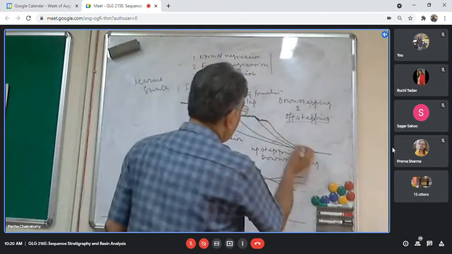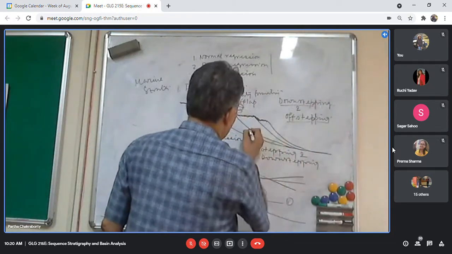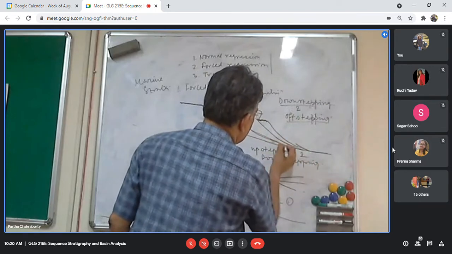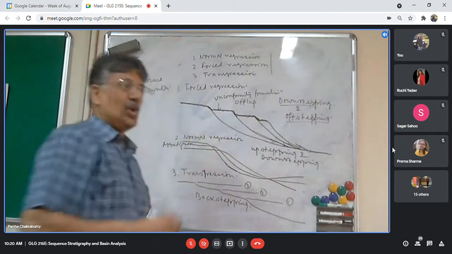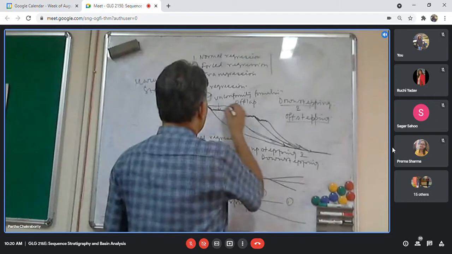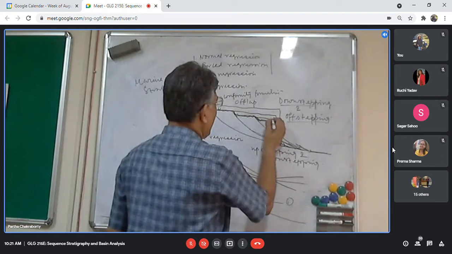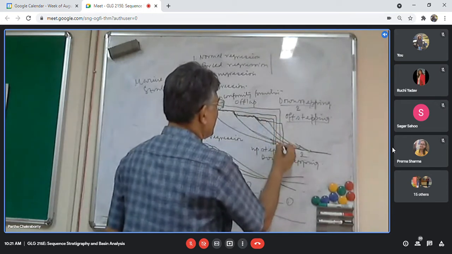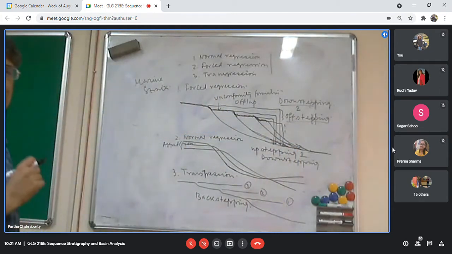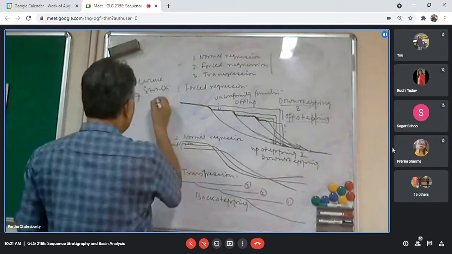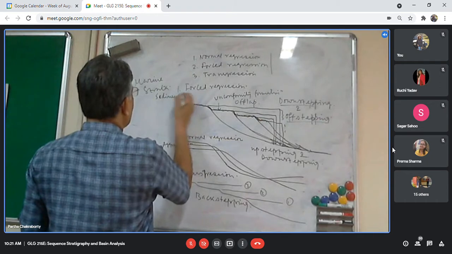But in the lower part, they are also down-stepping. So it is a step, then this, then this. If this is an arrow, this is an arrow. So they are down-stepping and off-stepping. Initially your accommodation was this, then this, then this, then this. So successively your accommodation is decreasing, and I am considering that the sedimentation is constant.